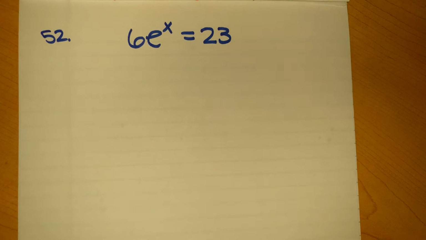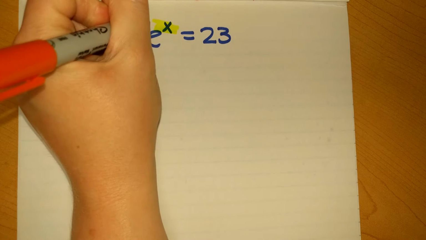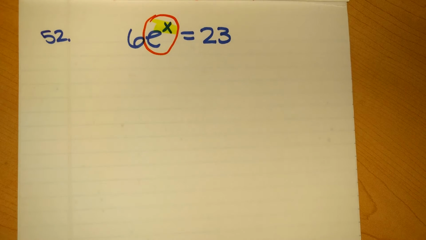This equation, you're trying to solve for x. Where is x? X is in the exponent, so that means we have an exponential equation. So as an exponential equation, the very first step is we've got to isolate the base plus the exponent as much as we possibly can before we do anything else.